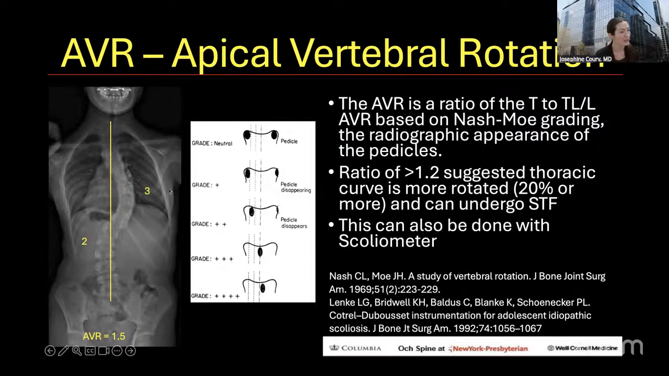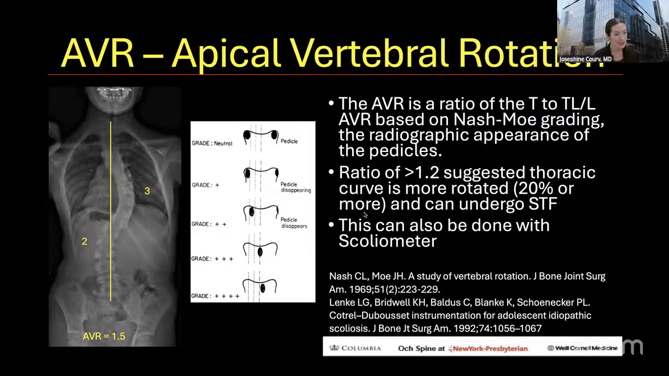So you look at the apex of the main thoracic curve, you look at the apex of the lumbar curve, and you determine what grade of rotation each apex has. So in this patient, the apex in the thoracic was a 3, and in the lumbar was a 2. And when you have a ratio of greater than 1.2, basically that the rotation isn't the same between both curves, that is favorable for a patient to undergo a selective thoracic fusion.